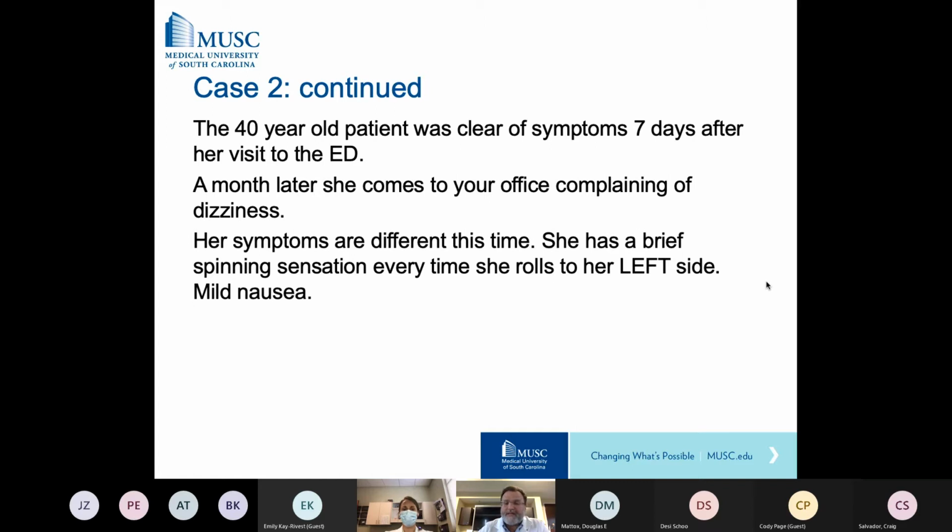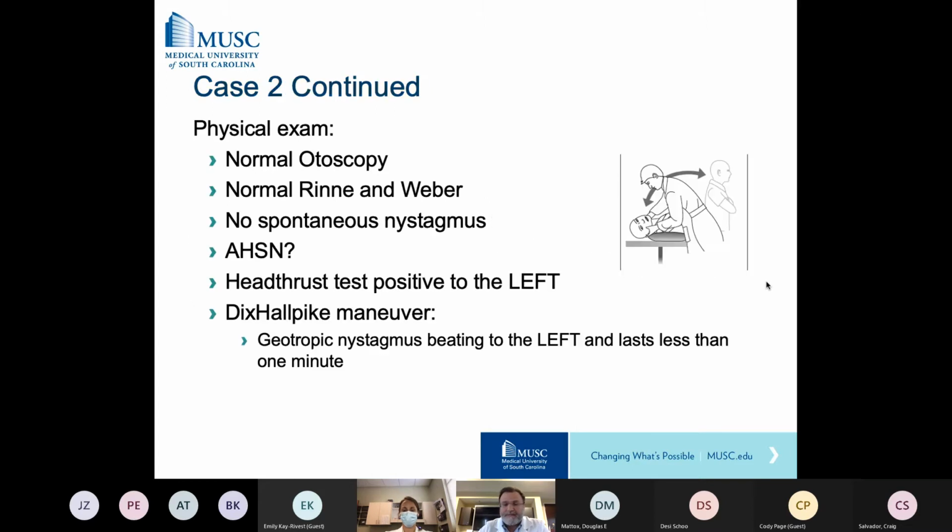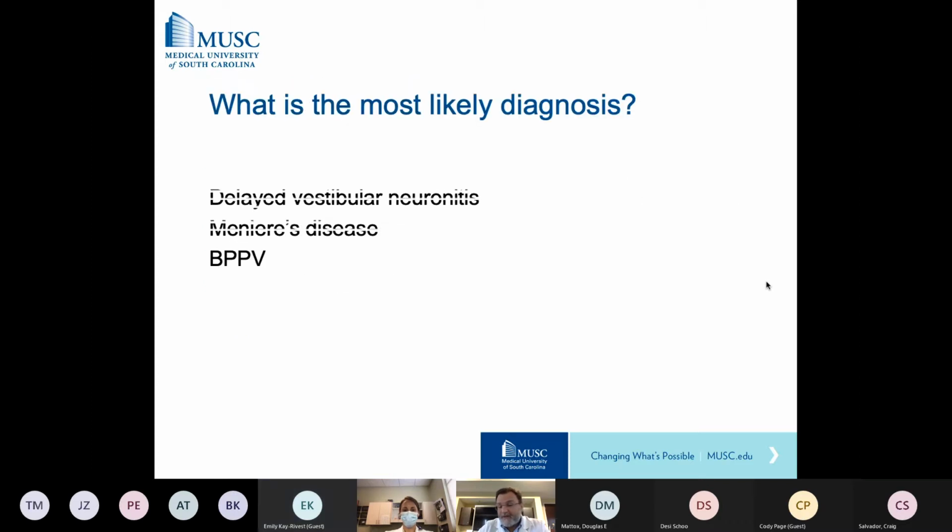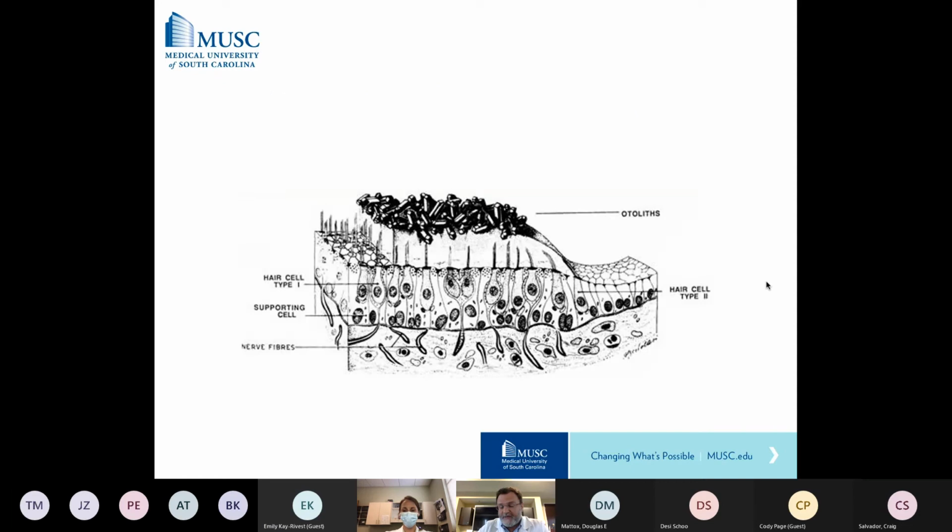She had a brief spinning sensation every time she rolled to her left side. She had a positive head thrust as a persistent marker of her weakness from a few weeks ago, but her Dix-Hallpike was positive. So she developed BPPV, which is, again, something to look for following a neuronitis.